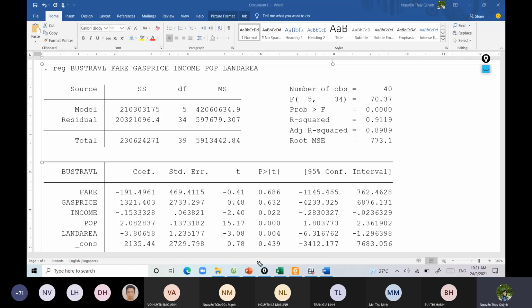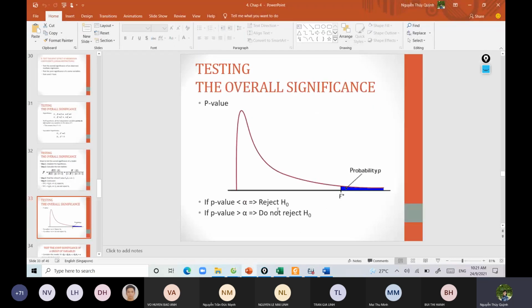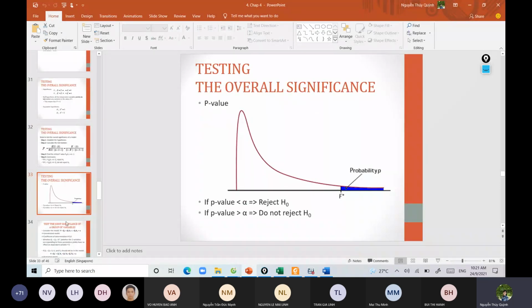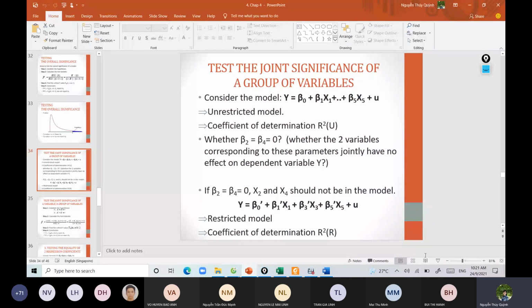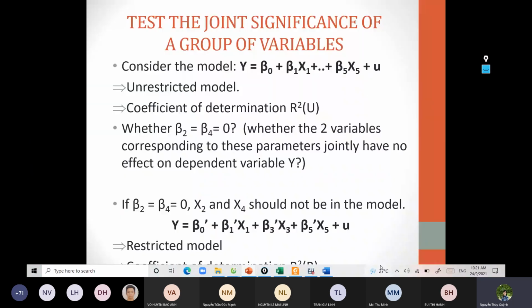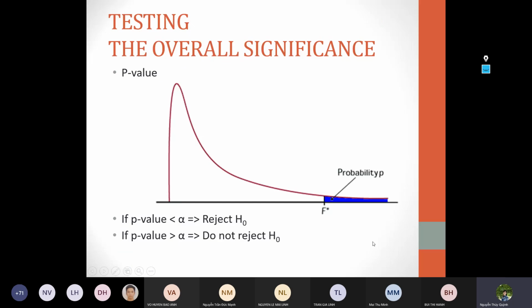We still have one more: the multiple linear restriction test, which is the test for the joint significance of a group of variables. First, do you have any questions regarding the test for the overall significance of the model? Any questions here? If not, I will move to the next one. No? All right. Good.